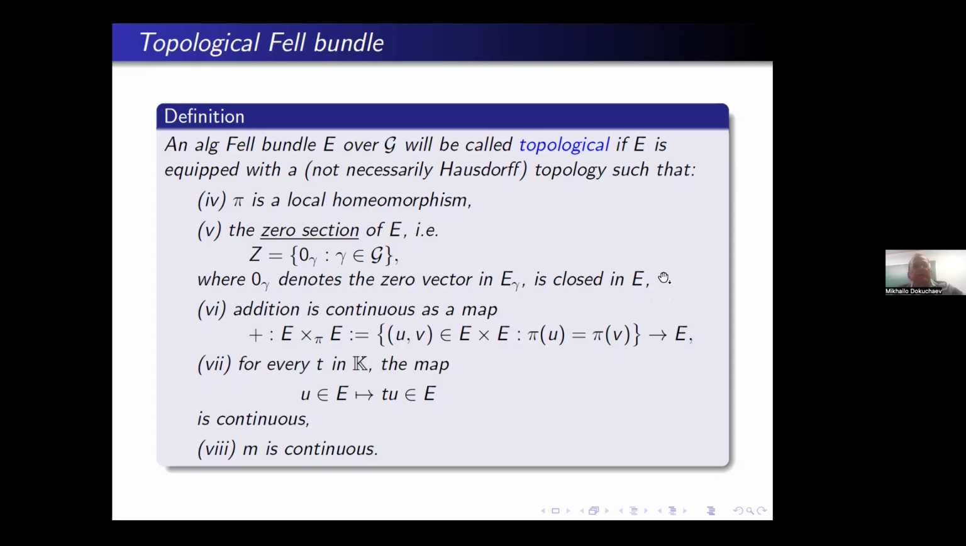And addition is supposed to be continuous. So we naturally may add elements which are in the same fiber, right? Multiplication by scalars from K is also a continuous map, and the multiplication is also continuous. So this is a topological field bundle.